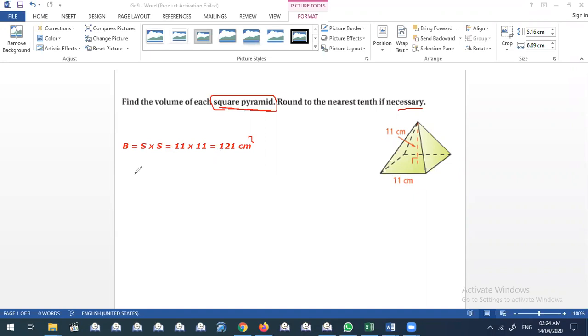Now we can find the volume. Our rule is volume equals one third BH. So it will be like that, one third times 121 times our height here, which is also 11. So the height is 11. Let's find this answer by using the calculator.